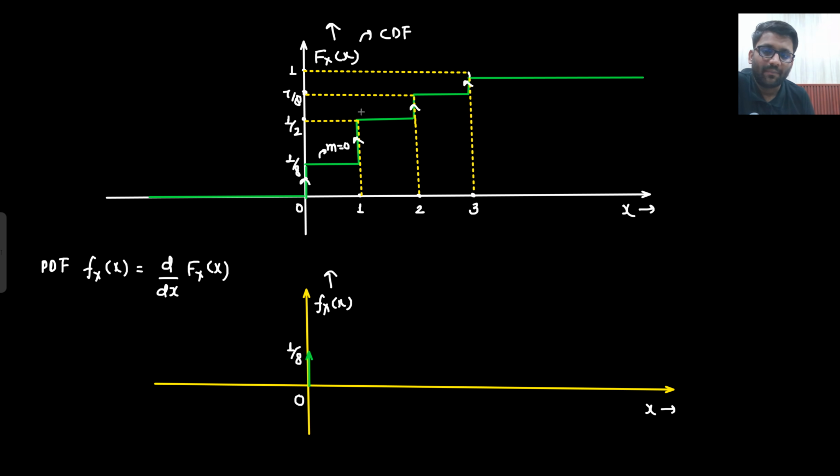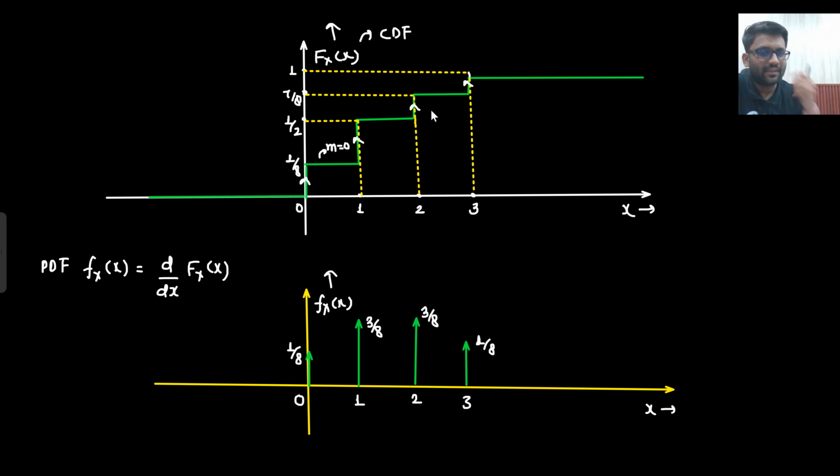Then impulse of area 1 by 2 minus 1 by 8, what would that be? 1 by 2 minus 1 by 8, that would be 3 by 8. Now 7 by 8 minus 1 by 2, what would that be? 1 by 2, that would also be 3 by 8. And then 1 minus 7 by 8, that would be 1 by 8. So slope 0, 0, 0, everywhere 0, you just need to see the sudden jump. So 3 by 8, 3 by 8, 1 by 8.